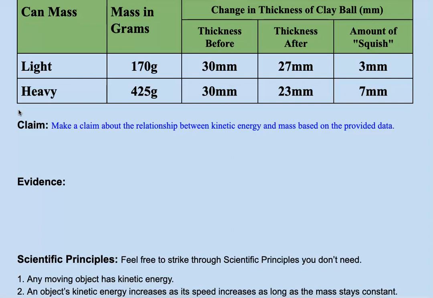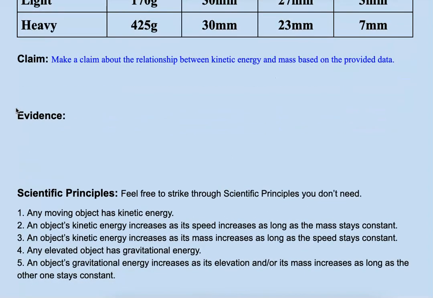Now for my evidence, before I write that up, I want to look at my scientific principles. So I have 5 scientific principles, and when I look at these, based on what I'm supposed to be writing about, kinetic energy and mass, the one that jumps out at me as being the most important one would be number 3. So scientific principle number 3 says an object's kinetic energy increases as its mass increases as long as the speed stays constant. Well, that's pretty much what I have as my claim, because that's what we've talked about in class, that's what we demonstrated. So I'm going to use scientific principle number 3. I don't need 1, 2, 4, or 5.